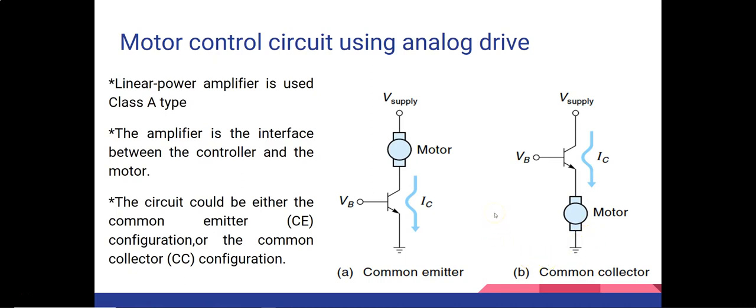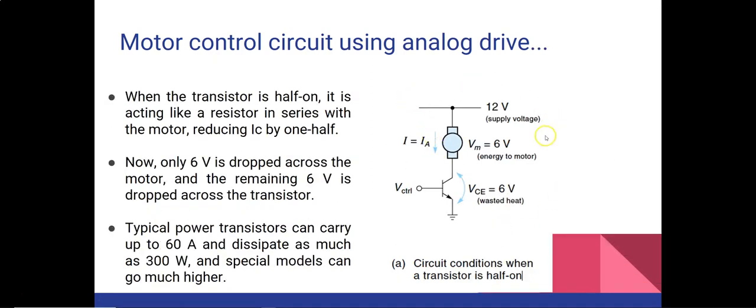Now there are some problems with class A amplifier. It is not very efficient. So let's see that in this circuit. In this circuit, you see a DC power is given from here, which is 12 volts. And then we have the motor and the transistor connected in this way.